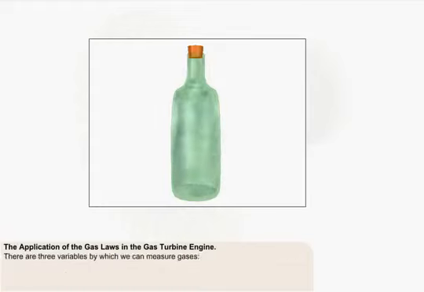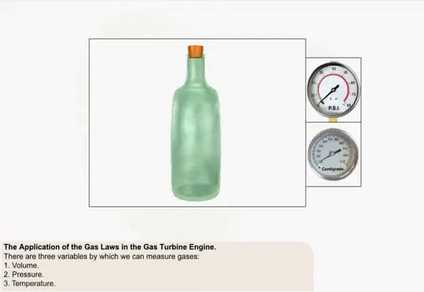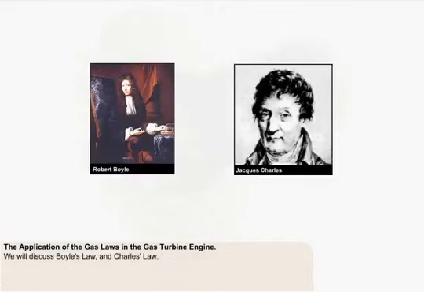There are three variables by which we can measure gases: volume, pressure, and temperature. We'll discuss two of the so-called gas laws which are most pertinent to the operation of the gas turbine engine: Boyle's law and Charles' law.